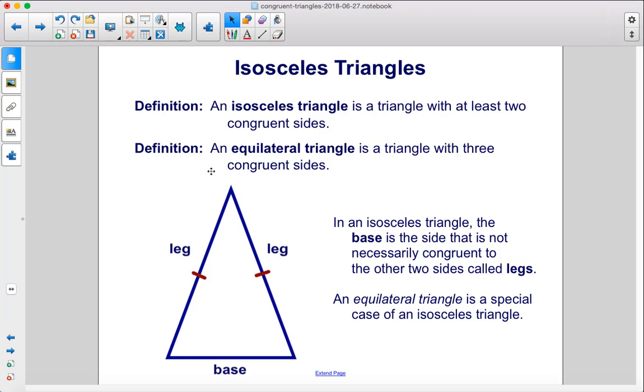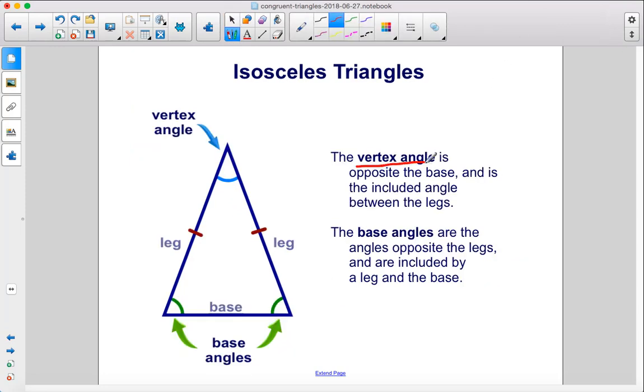An equilateral triangle is a triangle with three congruent sides. In an isosceles triangle, the base is the side that is not necessarily congruent to the other two sides, called legs. An equilateral triangle is a special case of an isosceles triangle.